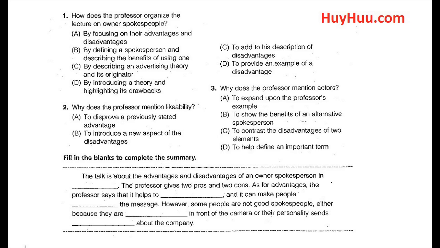1. How does the professor organize the lecture on owner spokespeople? 2. Why does the professor mention likability? 3. Why does the professor mention actors?